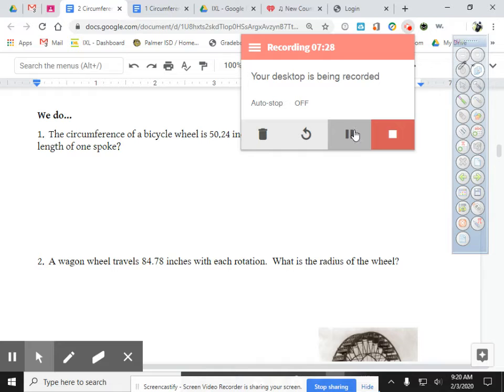What is a spoke? Rotation? Nope, still not a rotation. What is a spoke of a bicycle? Oh, like the little things. So what's it asking for? The radius. Good. Okay.